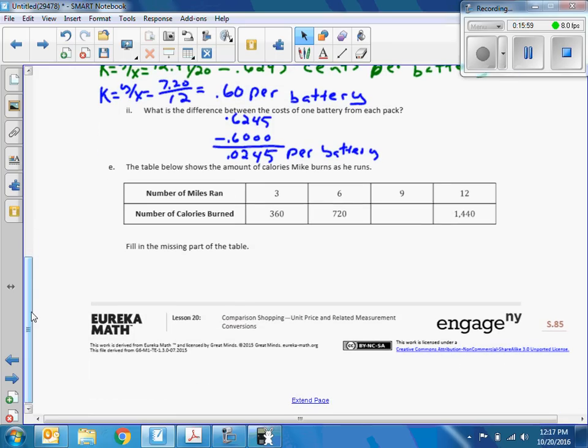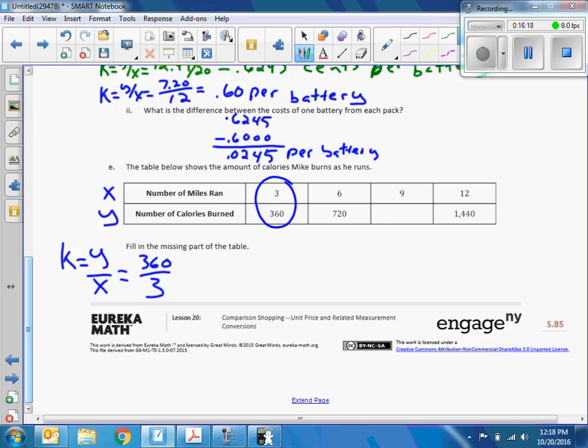Okay. E. The table below shows the amount of calories Mike burns as he runs. Find the missing part of the table. All right. So we've got an X, we've got a Y, and we know K equals Y divided by X. So I see 360 divided by 3. I'm using this value right here. Well, 3 goes into 3 once, 3 goes into 6 2. So my K is 120.